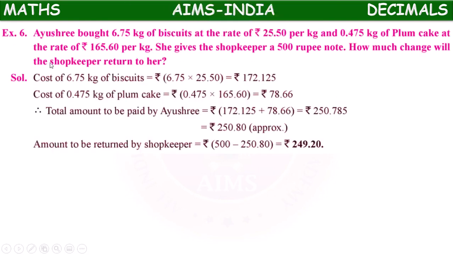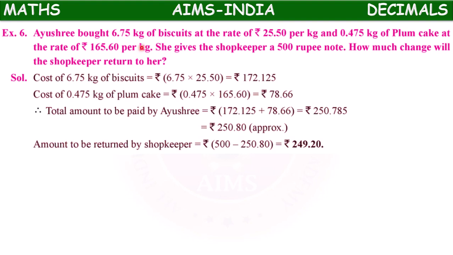Next. So Aishri bought 6.75 kg of biscuits at the rate of rupees 25.50 per kg. So she has bought 6.75 kgs of biscuits at 25 rupees 50 paise per kg, and 0.475 kg plum cake at the rate of rupees 165.60 per kg. So how much quantity of biscuits, how much quantity of plum cake she bought, that is given. Rate per kg also given for both the items.